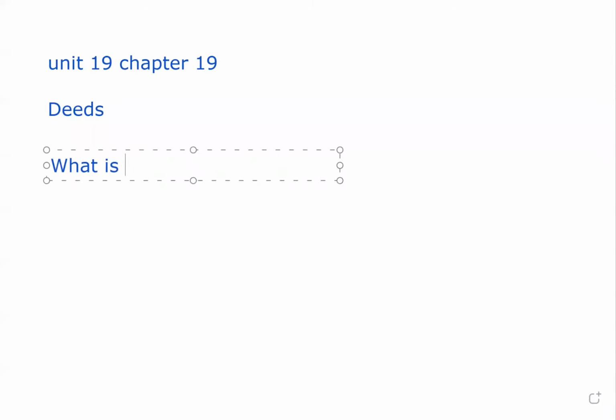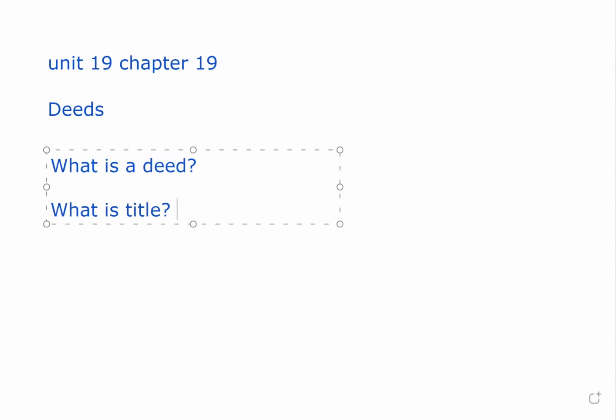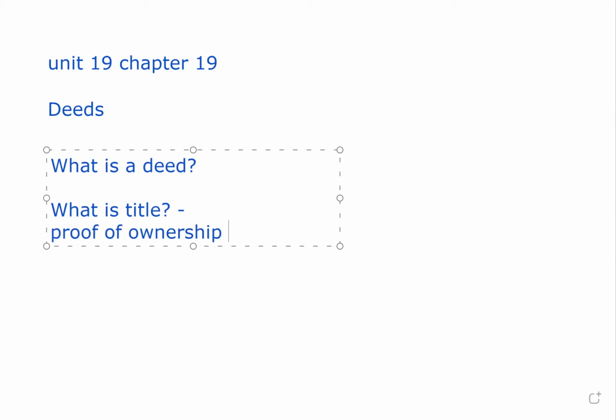What is a deed? First, we have to talk about what is title. For anyone who's been with me in my class already, when we're talking about title to a property, what is title? That's ownership, right? Title is proof of ownership. So if you have proof of title, you have proof of ownership. Nothing else to it. So title is proof of ownership.